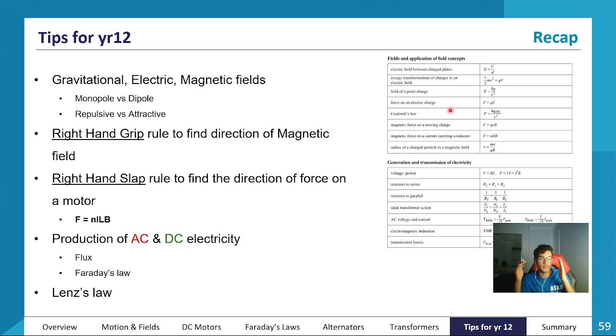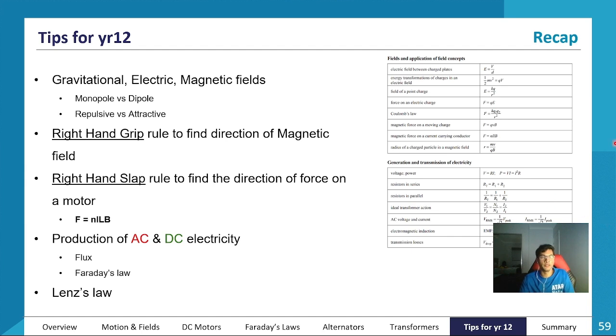Know the difference between repulsive and attractive. Gravitational forces are attractive. Electric and magnetic can be both. It's really helpful to make a nice little table so you can quickly summarize each field: gravitational, electrical, magnetic; monopole, dipole; is it uniform or non-uniform? And just a list of formulas for each field.